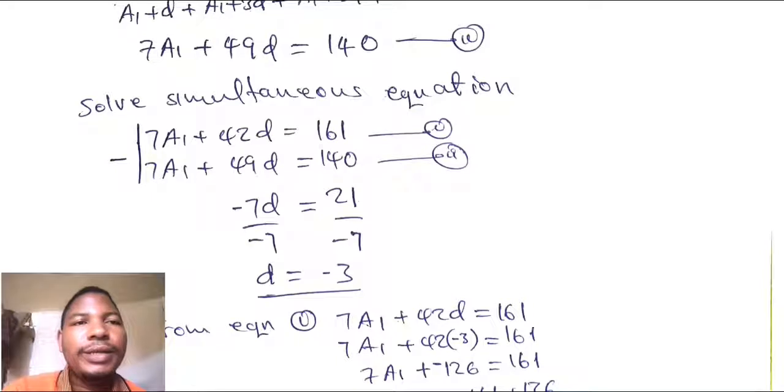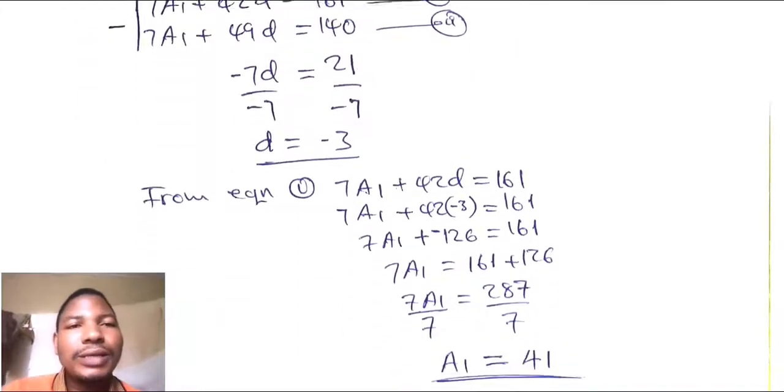Okay, let us take the first equation minus the second equation. 7a minus 7 first term, this one will cancel because this is the first term and this is the first term. They are going to cancel. So this one is 42d minus 49d. When you subtract here, it will be equal to negative 7d. This is 161 minus 140. When you subtract, it will be equal to 21. So divided by negative 7, divided by negative 7. At the end of the day, we'll find d is equal to negative 3. So that is the value of d.